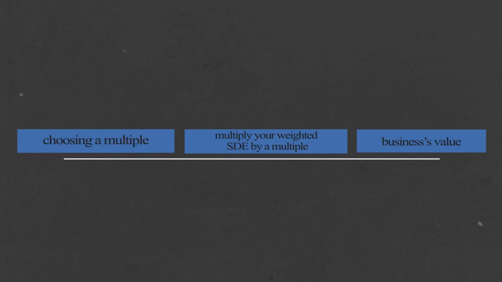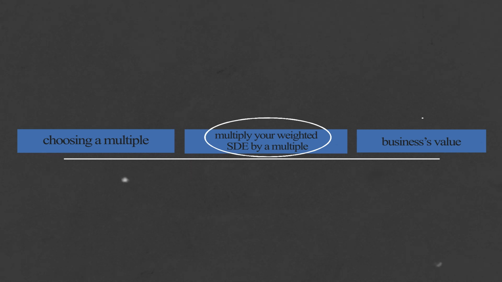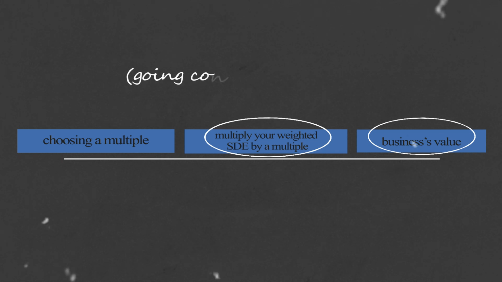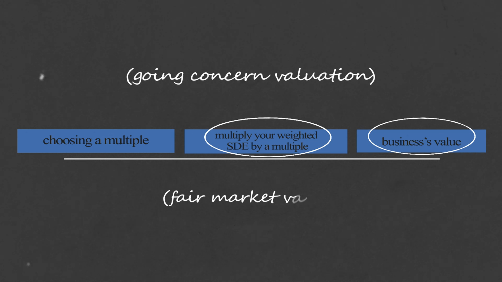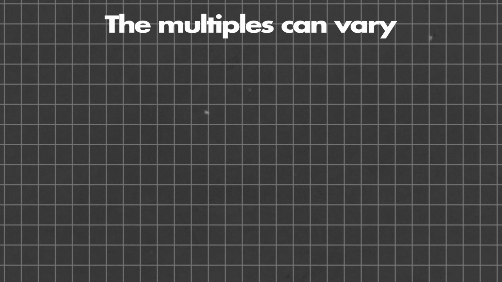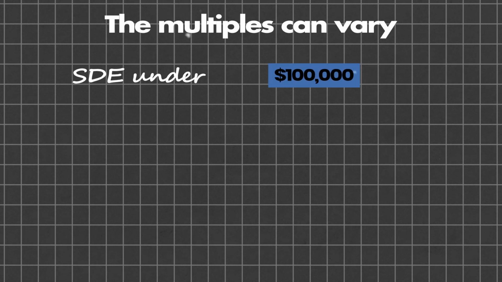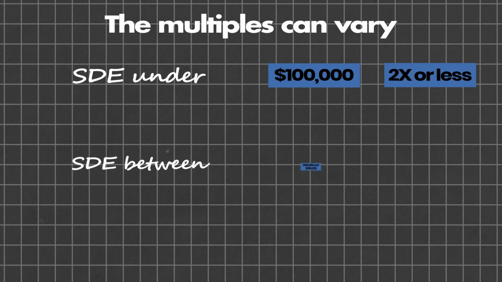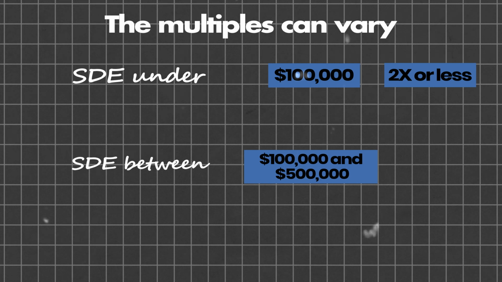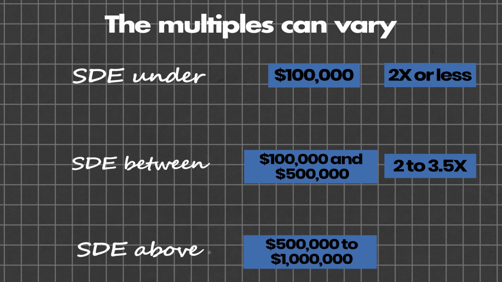Choosing a multiple. Now, multiply your weighted SDE by a multiple to get the business's value. This is often called a going concern valuation or a fair market value. The multiples can vary. If the SDE is under $100,000, it might be a 2 multiple or less. If the SDE is between $100,000 and $500,000, it might be between 2 and 3.5. If it's above $500,000 to $1 million, you might be in the 3 to 4.5 range.